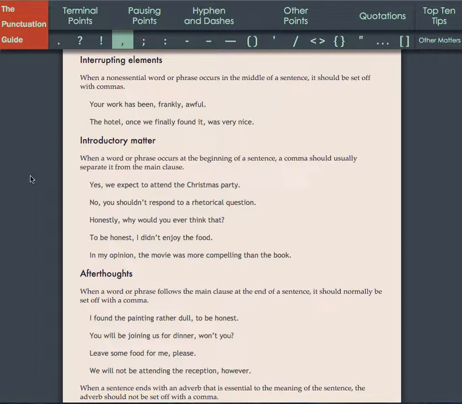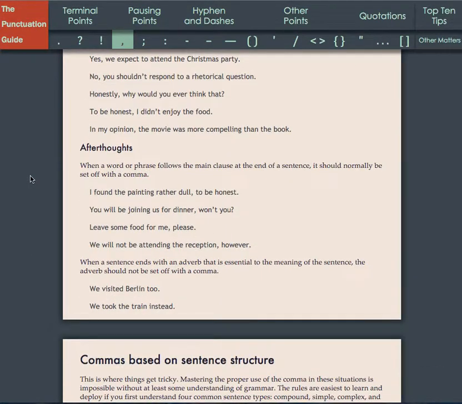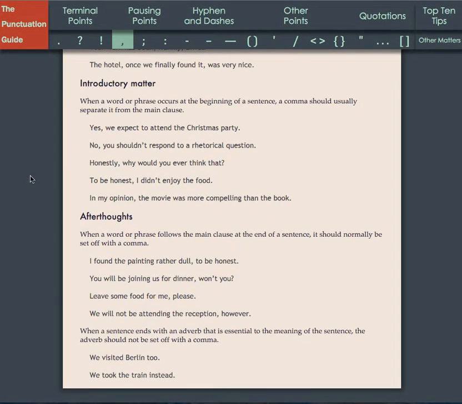Same thing with introductory matter or afterthoughts. I found the painting to be rather dull, to be honest. I found the painting rather dull. You will be joining us for dinner, won't you? Leave some food for me, please. These are all exceptionally non-essential information. We could just strike them, right? You'll be joining us for dinner? Leave some food for me. We will not be attending the reception. The other information is just ancillary, secondary, and because of that, it needs to be offset with commas.